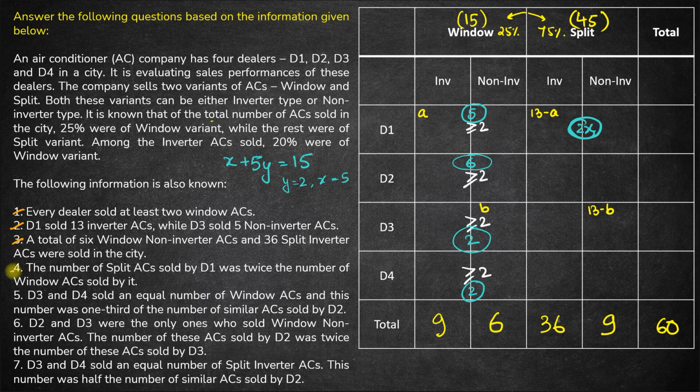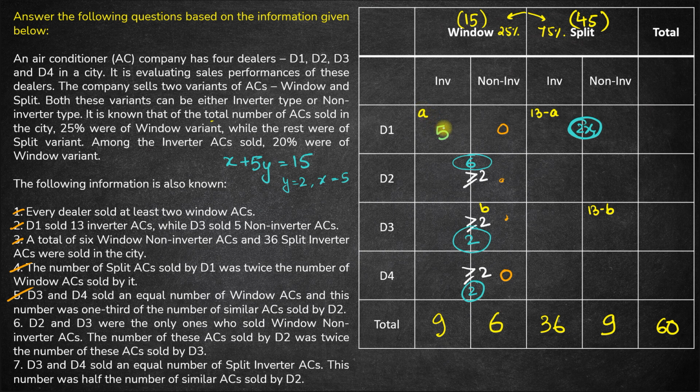We are done with this as well. And we are done with this as well. Now come to point 6. D2 and D3 were the only ones who sold window non-inverter ACs. Okay, window non-inverter ACs. D2 and D3 were the only ones who sold it. That means D1 and D4 did not sell window non-inverter ACs. So this must be 0, this must be 0. Now, if these two together is 5 and this is 0, that means this must be 5. Okay, so we can ignore this whole thing.